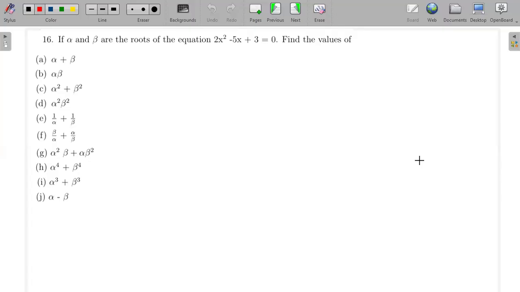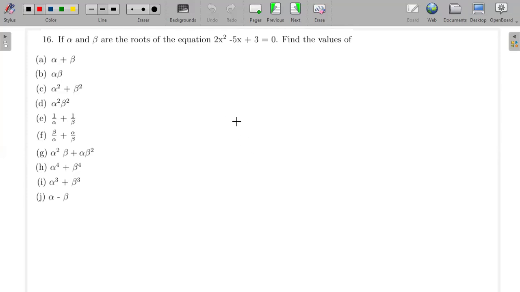All right, so welcome to this video. Today we'll be looking at alpha and beta roots. We'll be looking at how to find the exact values of a combination of different types of roots.